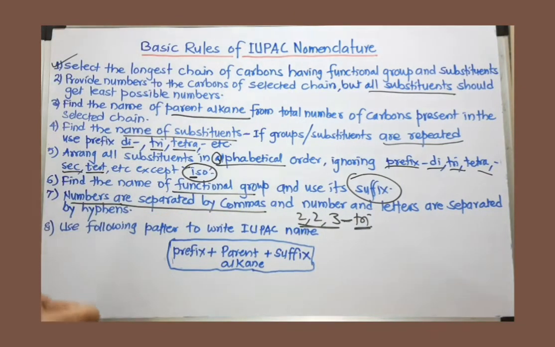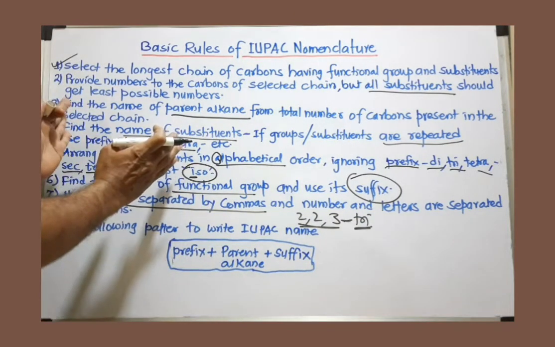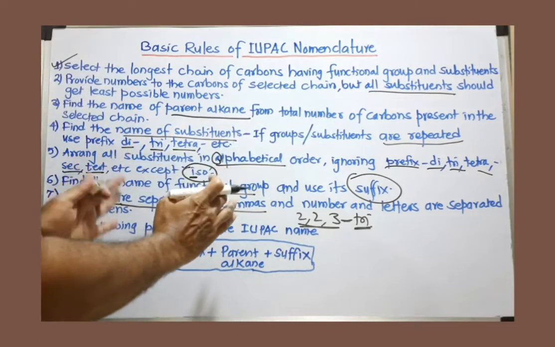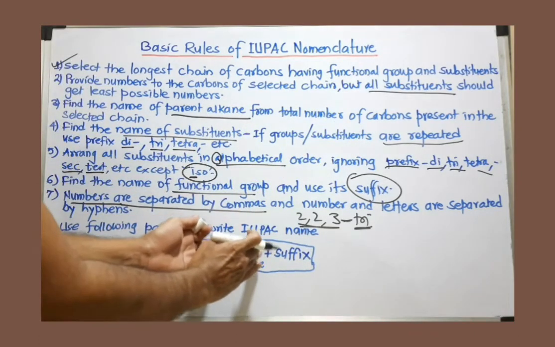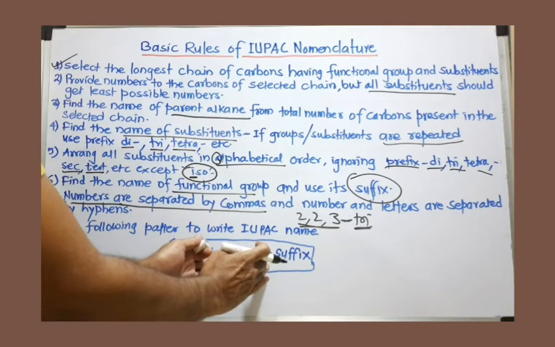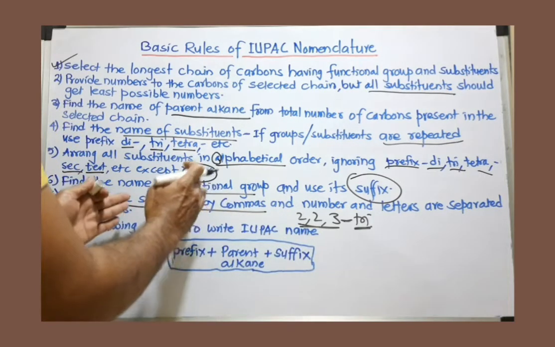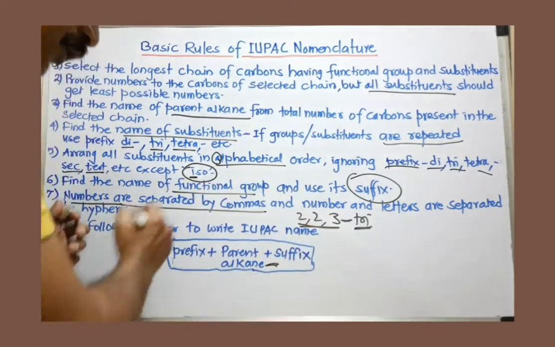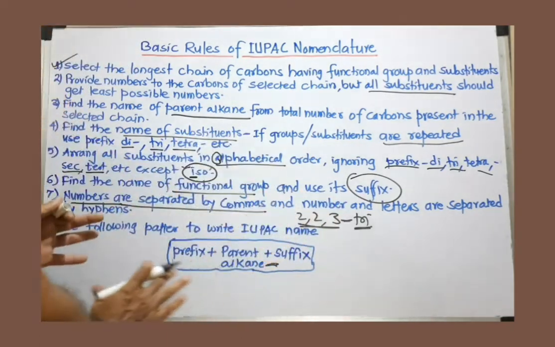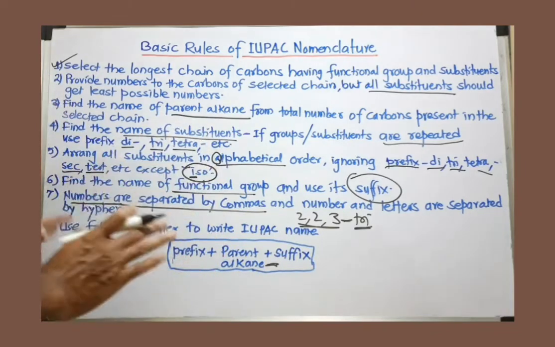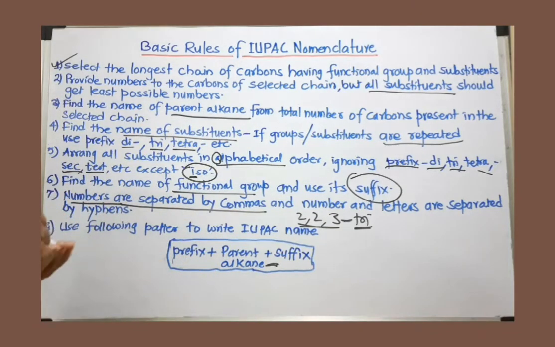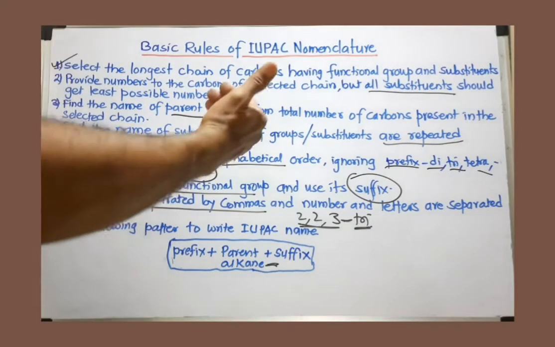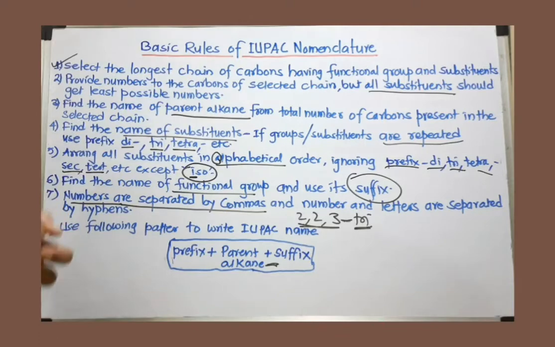Now use the following pattern, a very simple pattern. Whatever substituents are there, you have arranged them in alphabetical order, prefix them. After that, write the name of the parent alkane and use the suffix for the functional group. You should not keep any gap. It should be a whole, single name given to the compound. So these are the basic rules which we can use for all classes of organic compounds, more or less, because we have to modify certain rules for certain functional groups.